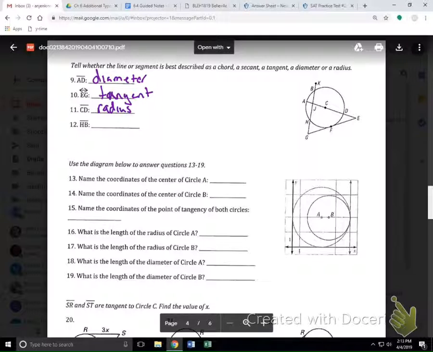So HB, it's a chord. Okay, I see. JK, if it was a line, would be secant. Exactly right.